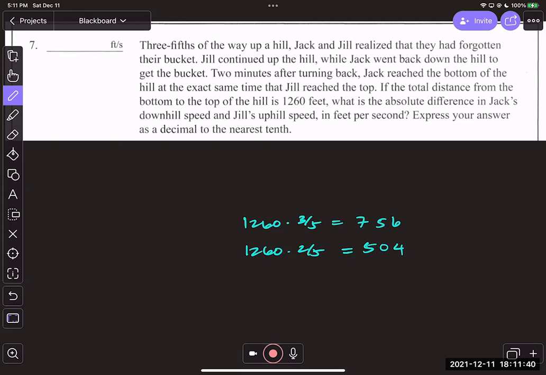Okay, subtract them and then divide it by the time. Changing from 2 minutes to seconds is 120. So minus that, divide it by 120, and then you get feet per second.